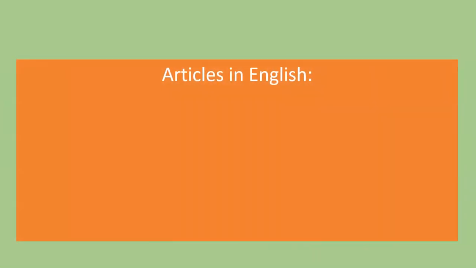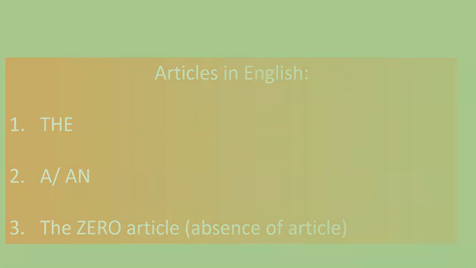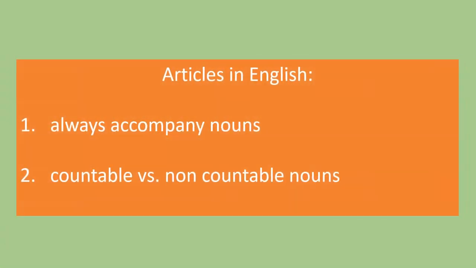So that we are on the same page, when I say articles, I mean the words the, a and an, and the zero article, or the absence of an article. Articles always accompany nouns. For you to understand my article tree, you need to be quite familiar with countable and non-countable nouns in English. In this video, I am not going to talk about nouns, so I assume you know what I'm talking about when I say non-countable nouns. So here's my article tree.